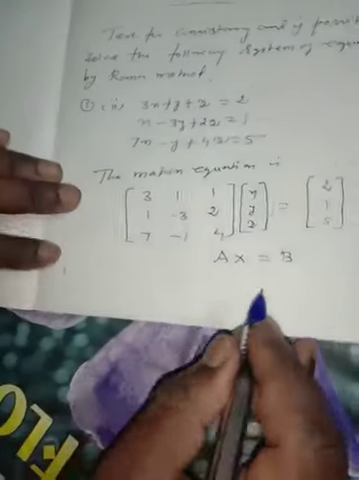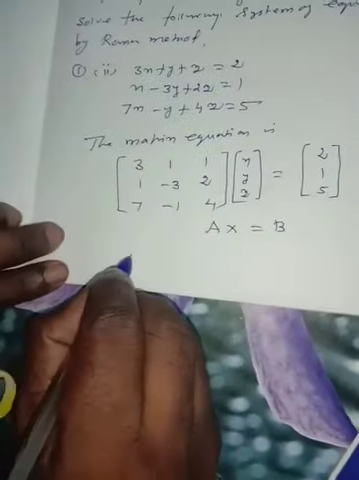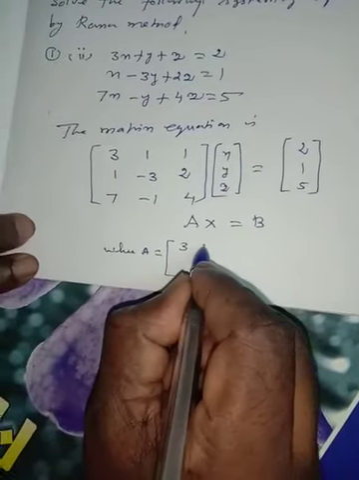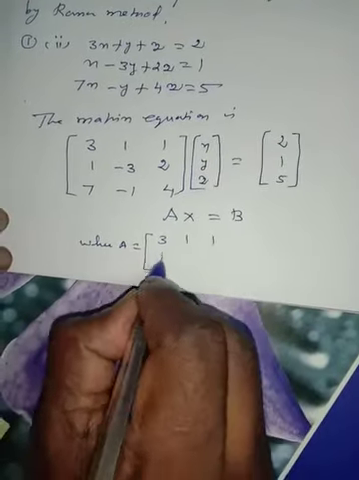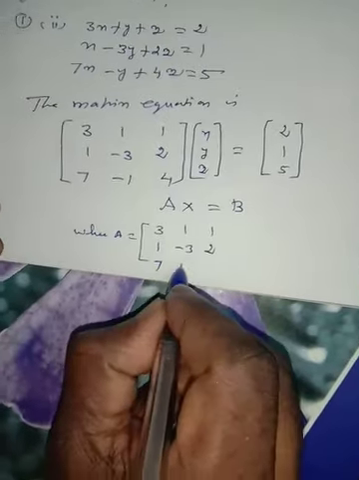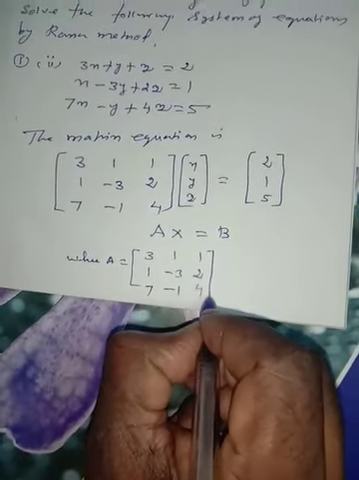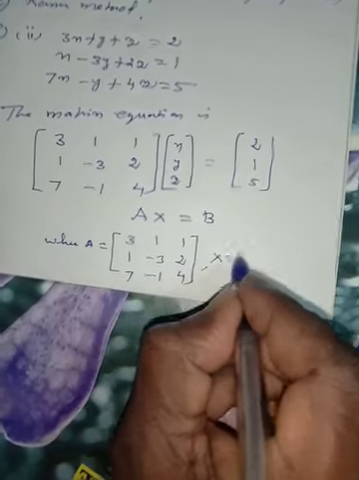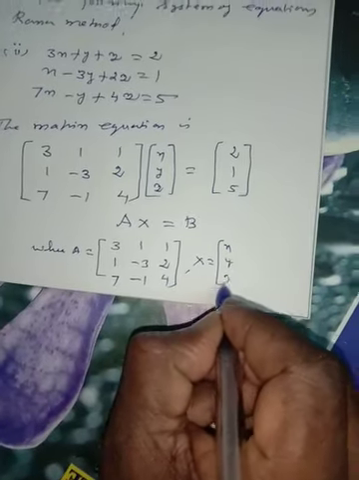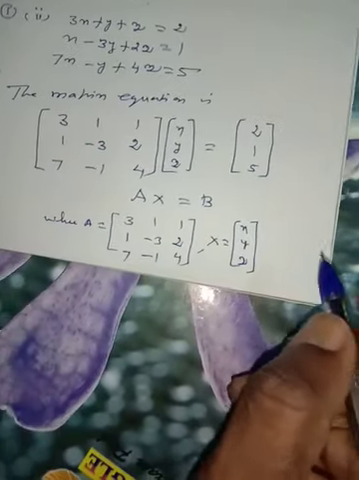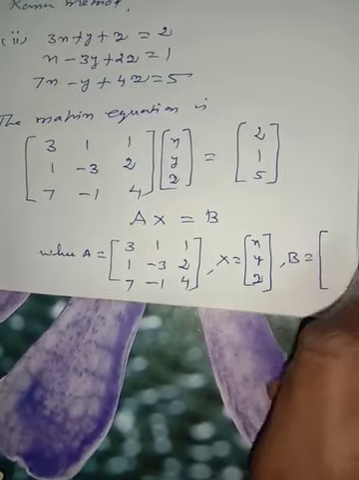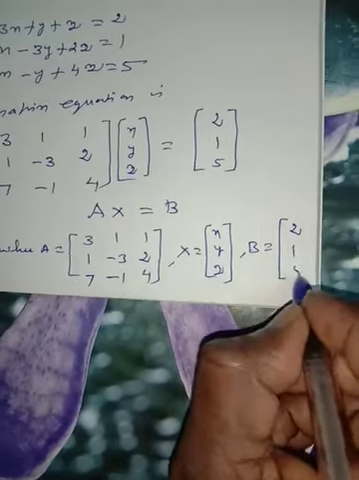Now augmented matrices. First, capital A is equal to 3 1 1, 1 minus 3 2, 7 minus 1 4. Capital X is a 3 cross 1 matrix: small x, small y, small z. B is again a 3 cross 1 matrix: 2, 1, 5.